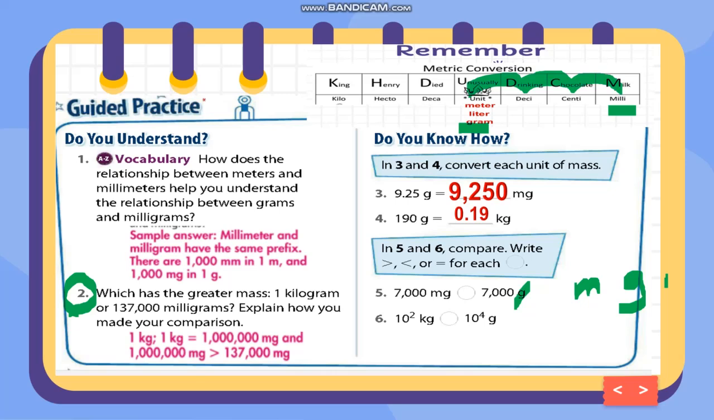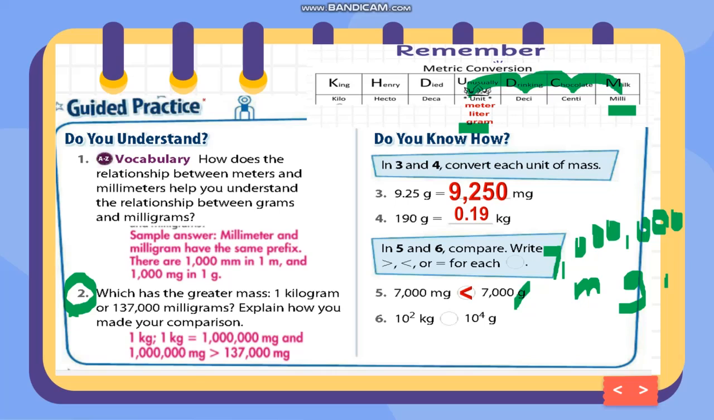So 7000 multiplied by 1000 is equivalent to 7 million. So 7 million milligram. Okay? So which is the greater? Which is greater? 7,000 milligram or 7,000 gram? Of course, obviously, greater is 7,000 gram because that is equivalent to 7 million milligram. Okay, so let's proceed to the next one.